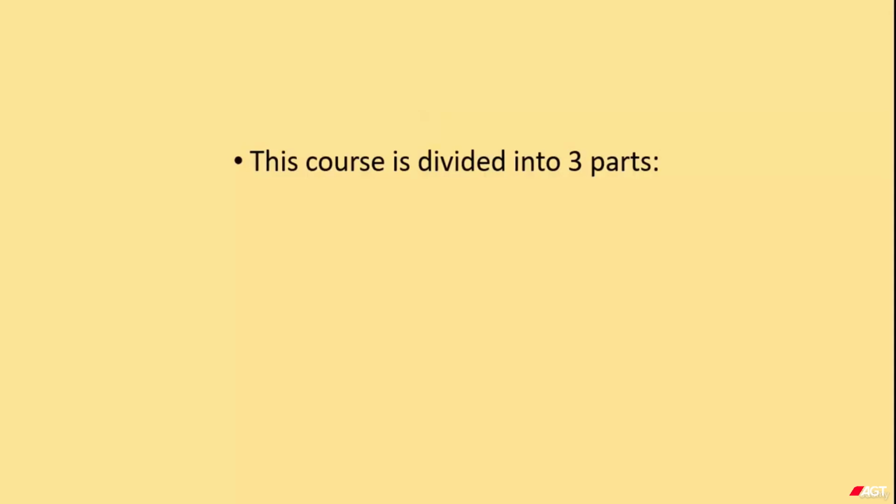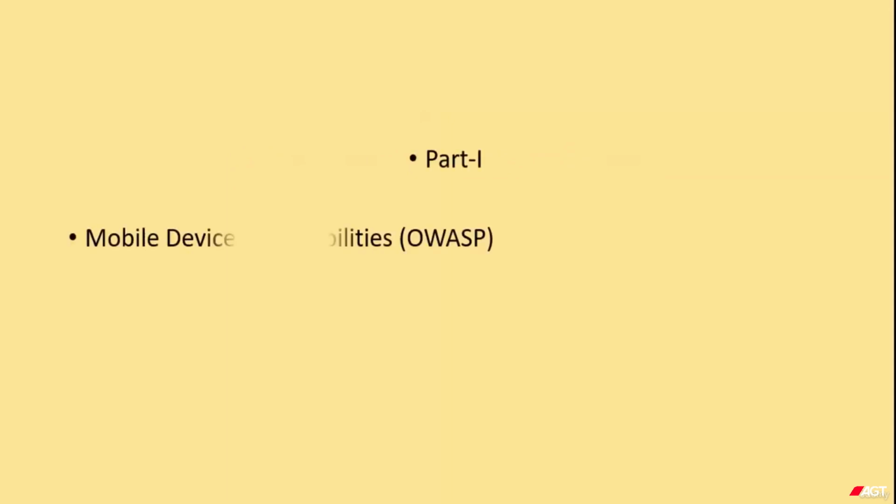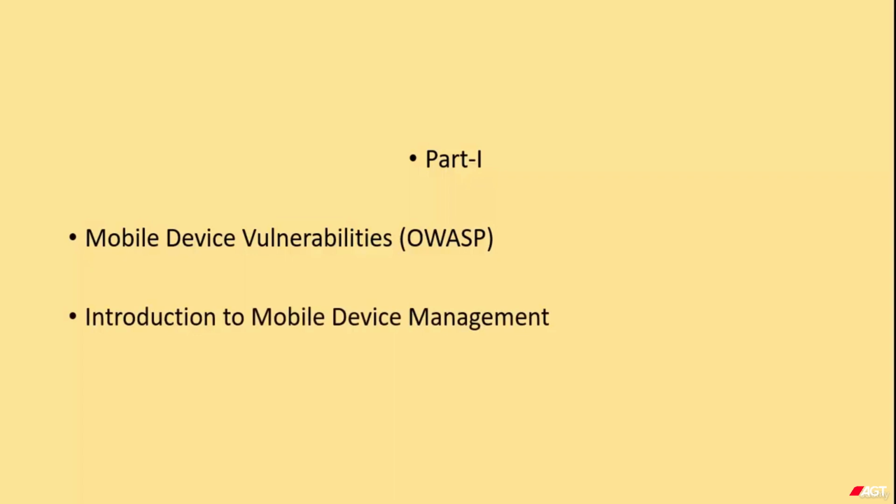This course is divided into 3 parts or 3 sections. So let's get started. First of all, let's see what is there for you in the first part of this course. So we will start with mobile device vulnerabilities that are categorized by OWASP organization. Then you will learn how difficult it is for enterprises to protect their infrastructure when their employees bring their own devices to work. We have also covered an introduction to mobile device management and mobile device security policies.